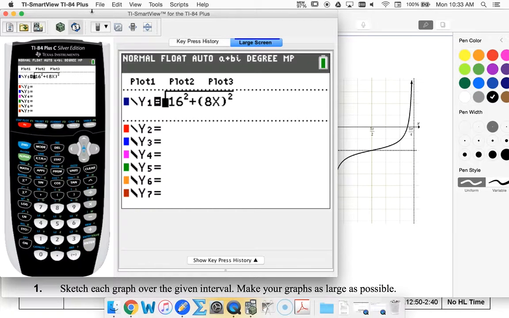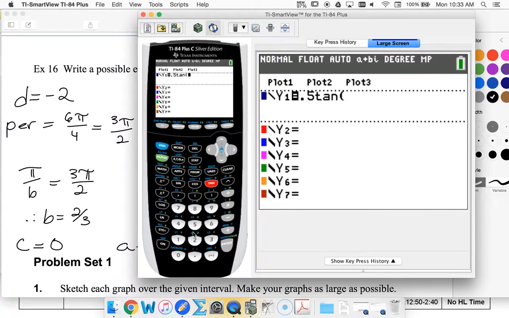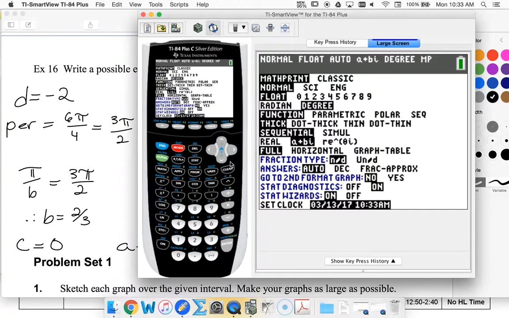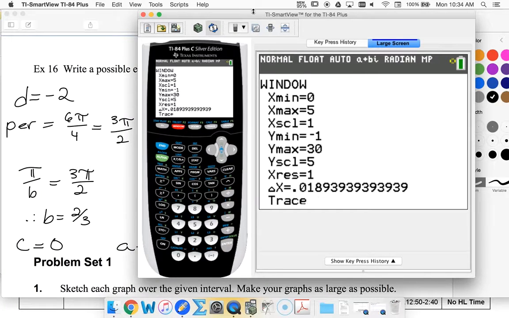So y equals, I said my a value is 1/2, so 1/2 tan. Now I said my b value is 2/3, so 2/3 x. And then my d value was -2, so -2. Got to make sure that I'm in radians. And now I want to set up my window to look the same.